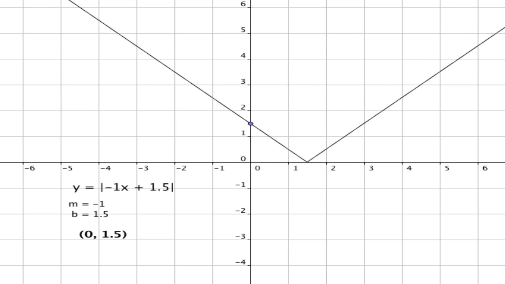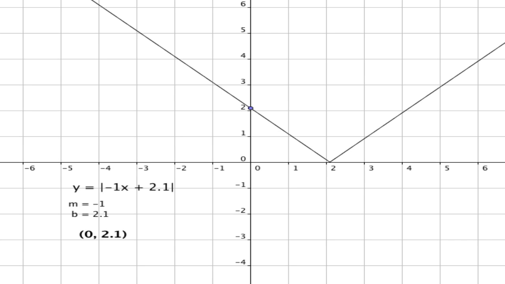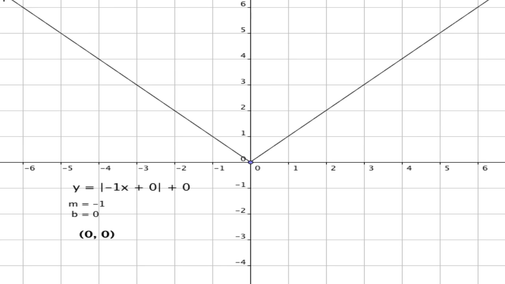And you can see that that's probably the case because, let's see, let's go over here. When we're at x equals 2, then negative 1 times 2 is negative 2, and negative 2 plus 2 is 0. And therefore y equals 0. Oops, I'm off by a little bit there.